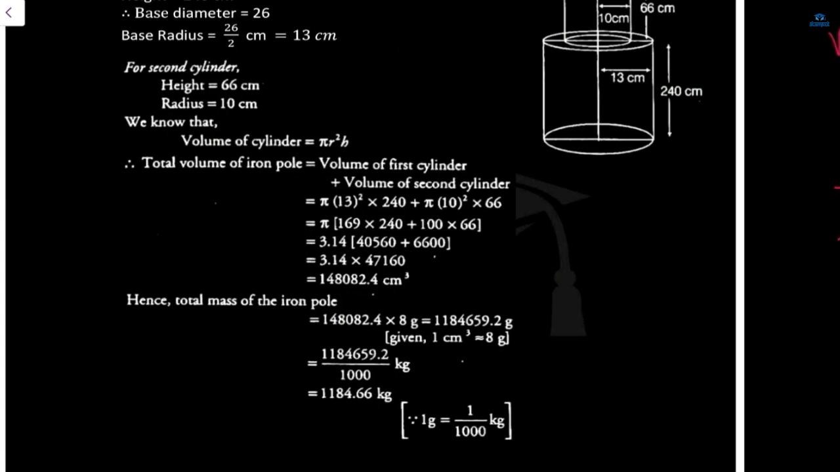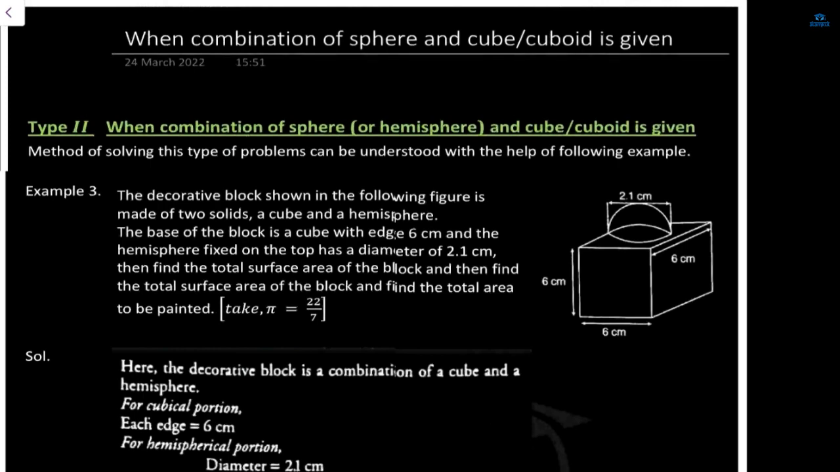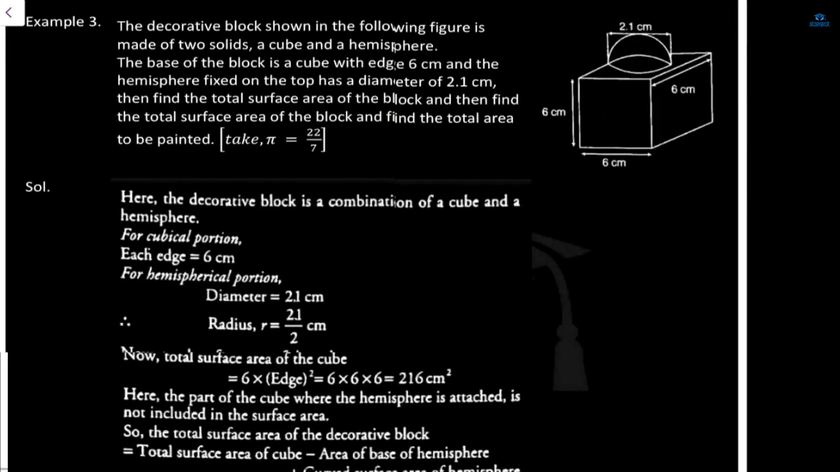Next is the combination of a sphere and a cuboid. Okay, we'll do from here in the next class.